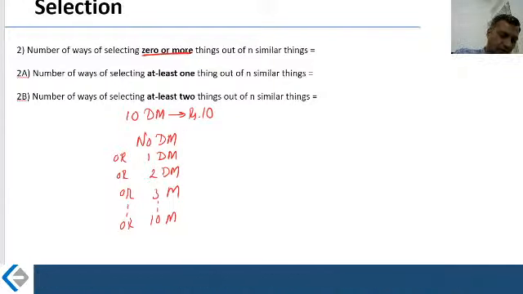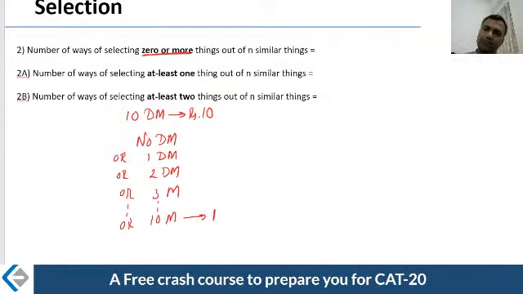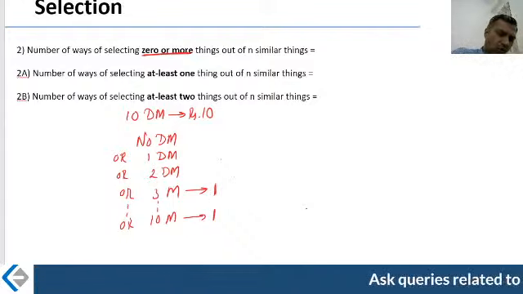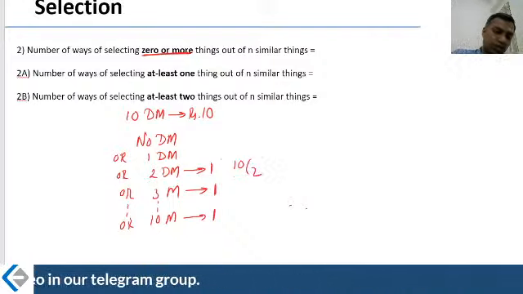Let's come here. How many ways can you pick 10 out of 10 dairy milks? One way, because they're all identical. How many ways can you pick 3 dairy milks out of 10 identical dairy milks? One way, because which 3 you pick does not matter. How many ways can you pick 2 dairy milks? That's also one way. See, if it is 10 different dairy milks, you would have said 10C2 ways. If it is 10 different, then which 2 matters, right?